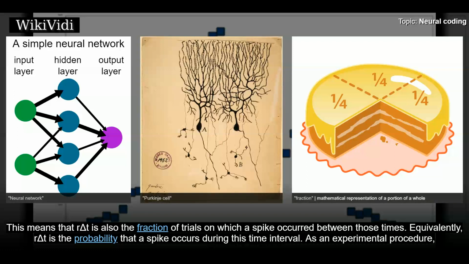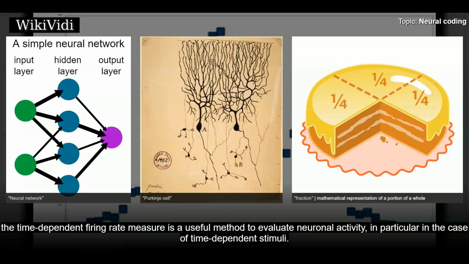This means that r delta t is also the fraction of trials on which a spike occurred between those times. Equivalently, r delta t is the probability that a spike occurs during this time interval. As an experimental procedure, the time-dependent firing rate measure is a useful method to evaluate neuronal activity, in particular in the case of time-dependent stimuli.